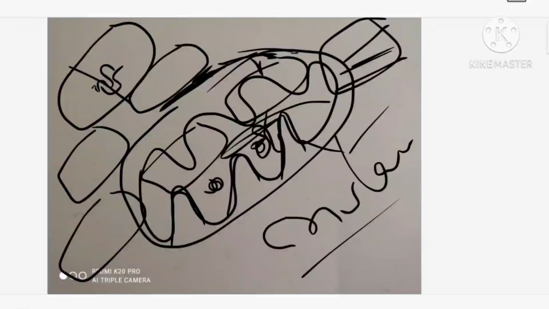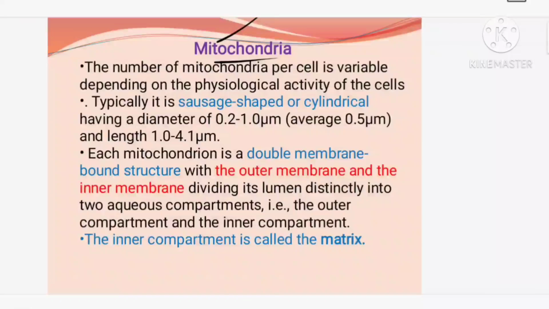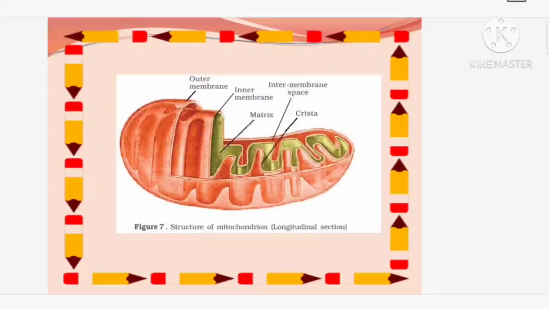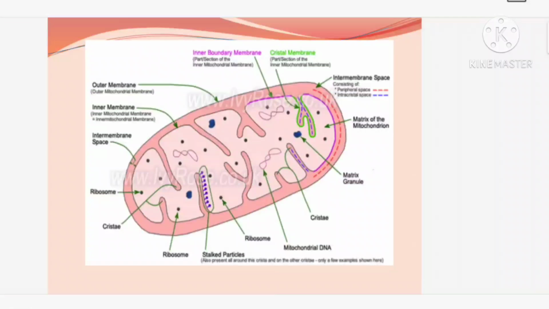Hope it's clear. This is regarding a general discussion about mitochondria. Now we will learn in detail. The number of mitochondria per cell is variable. I told you they can divide and they can increase, so the number may vary. They are sausage shaped, means what, they are somewhat cylindrical in shape, isn't it? So when you are seeing the structure of this mitochondria, they are somewhat like a cylinder, right? Yes, so that is the next point.